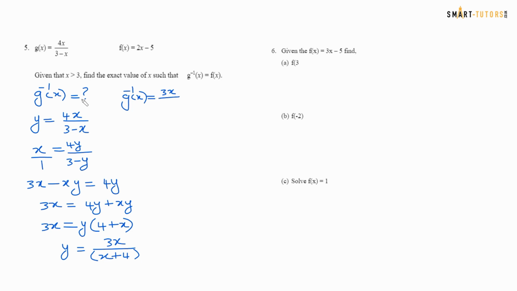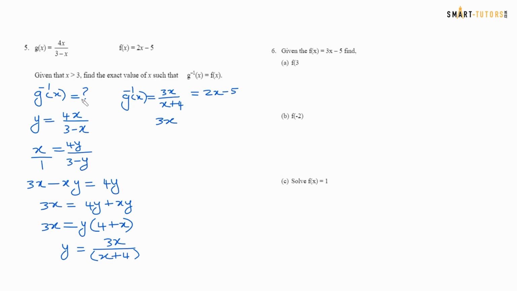So g inverse x equals 3x over x plus 4 equals 2x minus 5, that is equal to the fx. So this is a little bit of algebraic fraction, our tutorial number 3. If you have some doubts on this type of question, you can check our video tutorial 3, algebraic fraction.